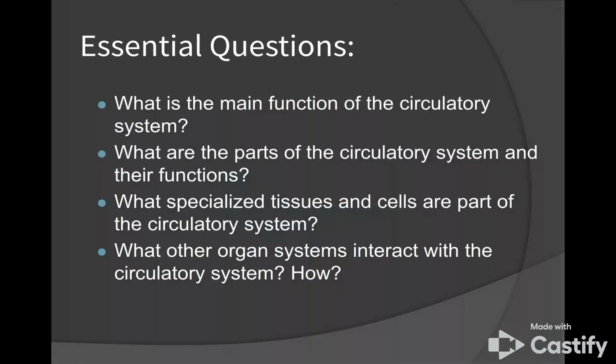So here are your essential questions. Hopefully you can answer the main function of the circulatory system. What are the main parts or organs of the circulatory system, and what do they do? What kind of specialized tissues or cells are part of that circulatory system, and then any other organ systems that interact with the circulatory system and how they do that.